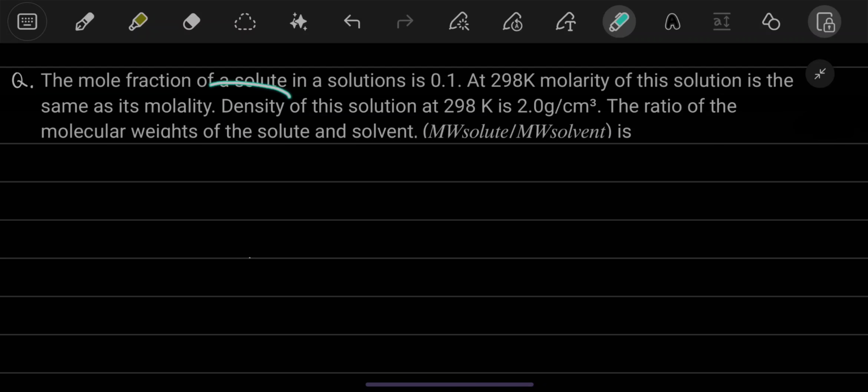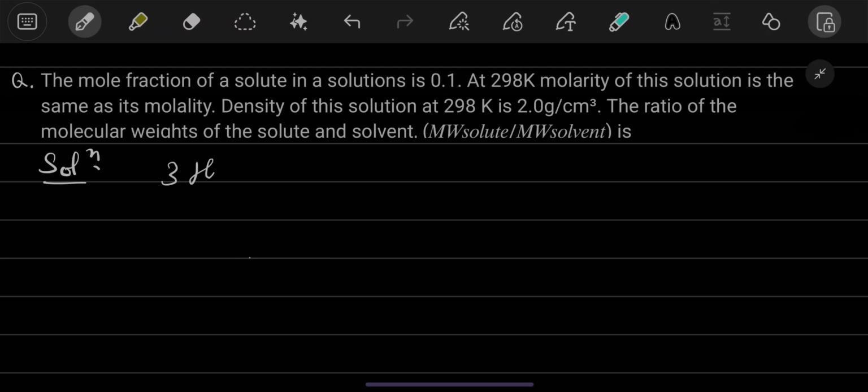It is given that the density of the solution at 298 Kelvin, that is the same temperature as this, is 2 gram per centimeter cube. The ratio of the molecular weights is asked, the molecular weight of the solute by the molecular weight of the solvent. So we need to find this ratio. To find this ratio, we'll get three equations from three things. So we'll start with the solution.